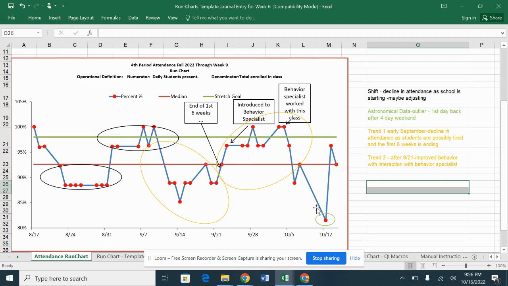And then over here at the end, we have a flukish attendance day. And while we might think that's flukish, on the 12th last week, it was the first day for students to come back after a 4-day holiday weekend. And so that is my run chart.